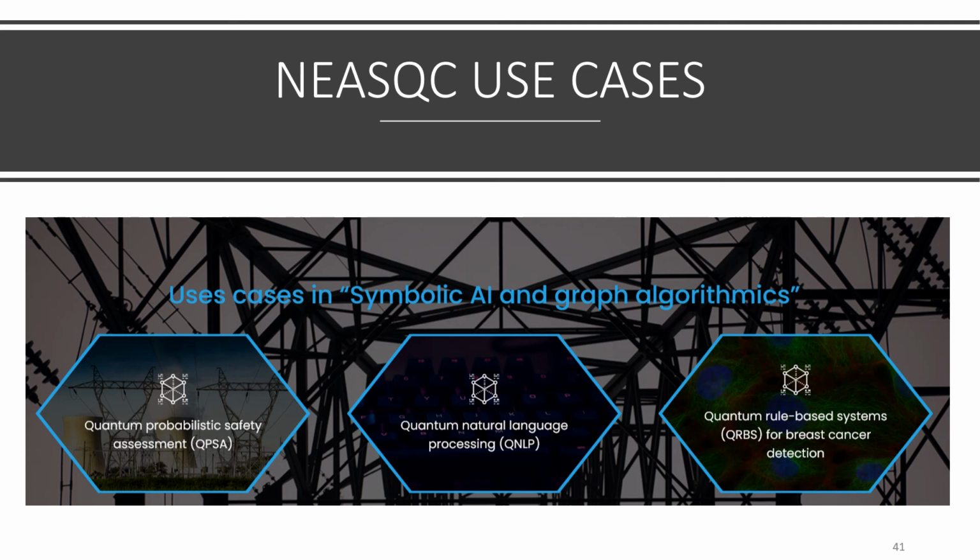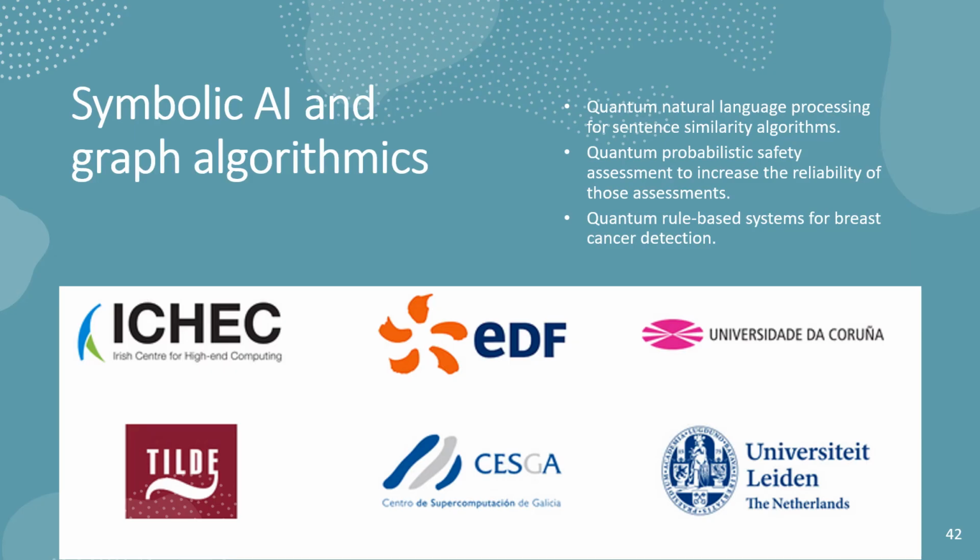Let me talk now a little bit about the use cases, the basic use cases in the project. As far as symbolic artificial intelligence and graph algorithms is concerned, we are working in quantum probabilistic safety assessment, in quantum natural language processing, and in quantum rule-based systems for breast cancer detection. And the companies involved in this part of the project are NEASQC, EDF, the University of La Coruña, Tilde, and the University of Leiden.